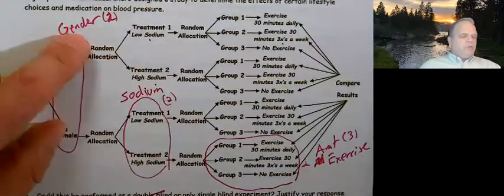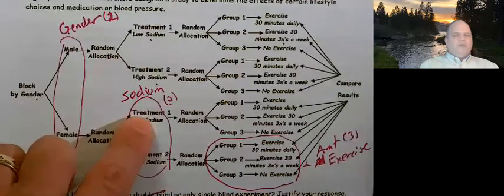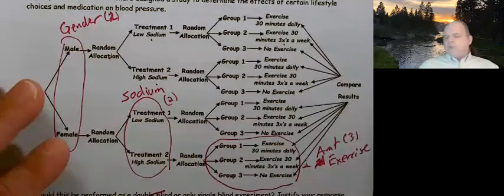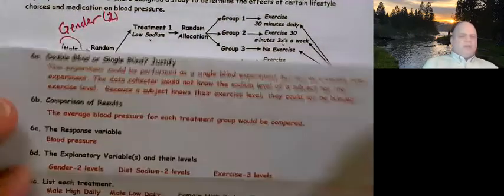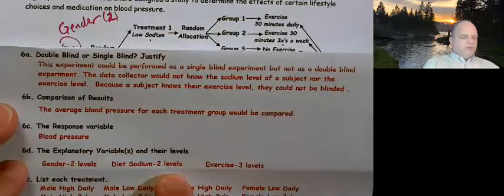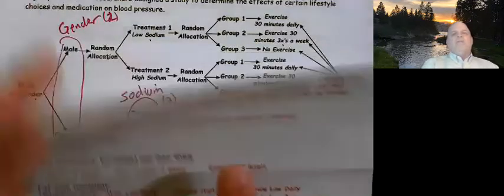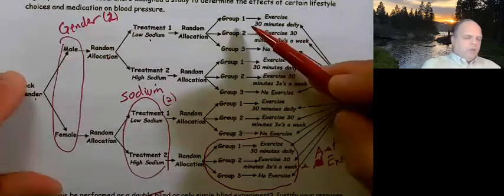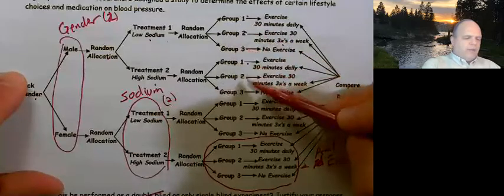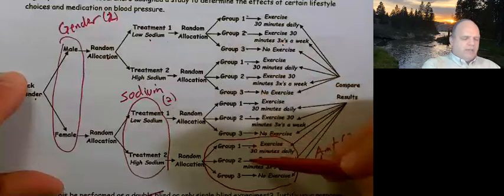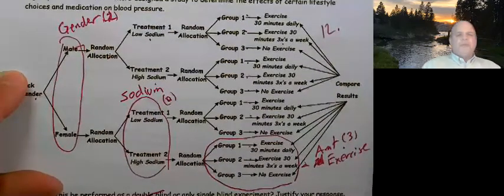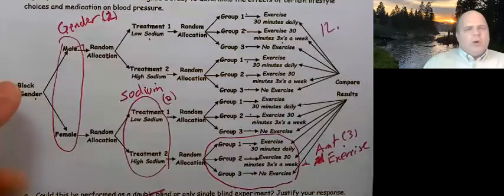We have gender that has 2 levels. We have sodium level, which has 2 levels, and we have exercise, which is 3 levels. All right, so we need to list those. We're just going to list them as gender 2 levels, sodium 2 levels, and exercise 3 levels. And then finally, we need to list each treatment. We have a lot of them: 1, 2, 3, 4, 5, 6, 7, 8, 9, 10, 11, 12 treatments. And once again, 2 times 2 is 4, times 3 is 12. So I have 12 treatments, and it asks me to list each one.